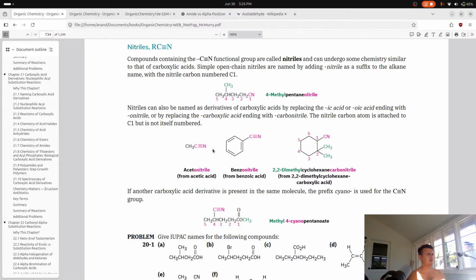Okay, yeah, we're talking about nitriles. Nitriles can also be named as derivatives of carboxylic acids.